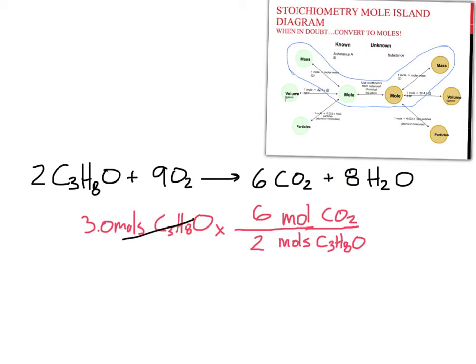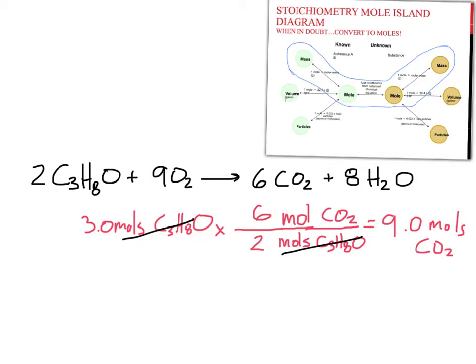Moles of propanol cancels out moles of propanol. We're left with moles of carbon dioxide, and that's what we wanted to find anyway. So we can go ahead and solve this, and we would see that we would produce 9 moles of CO2. Something I want you guys to notice here, when I'm writing this out, notice how I write out the entire thing. So 3 moles of C3H8O.